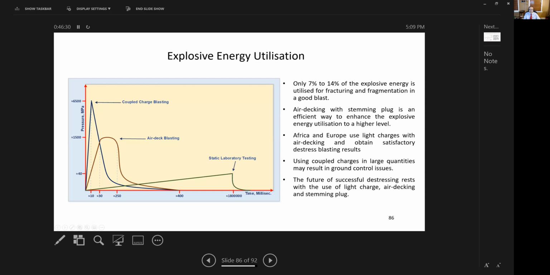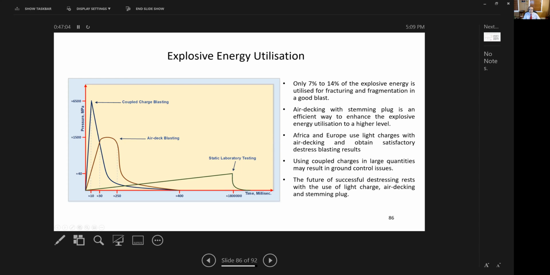Air decking with a stemming plug is an efficient way to enhance the explosive energy utilization. If you look at the left here, you see the coupled charge blasting in blue compared to air deck blasting. The area under the air deck blasting is much larger, which means much better utilization of the energy. So in Africa and Europe, you use light charges with air decking and obtain satisfactory distress blasting results.